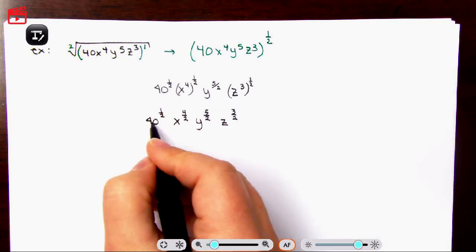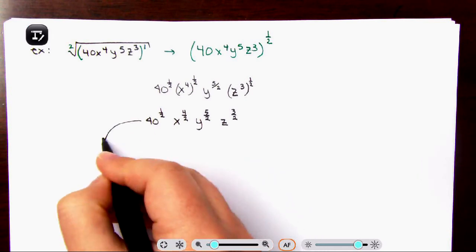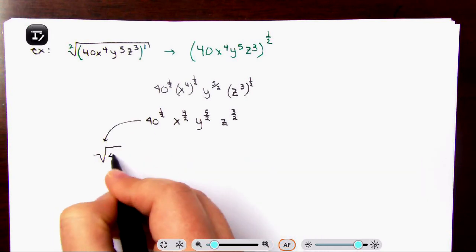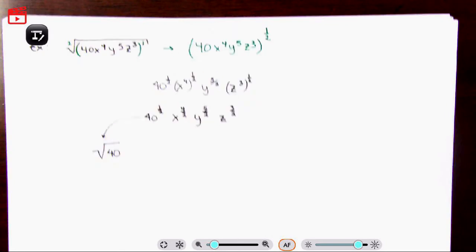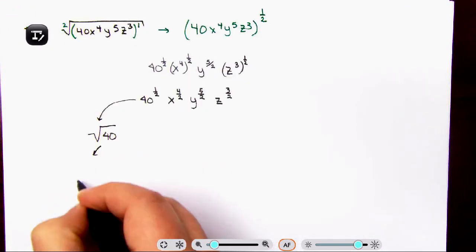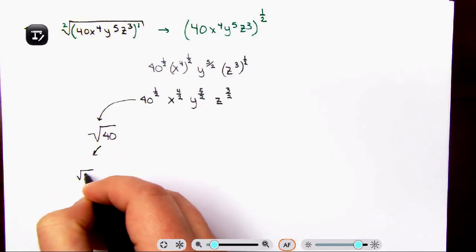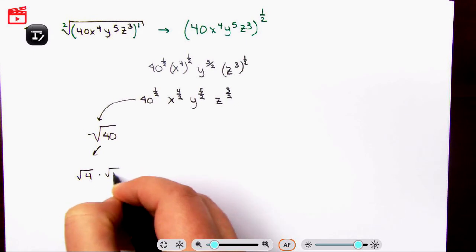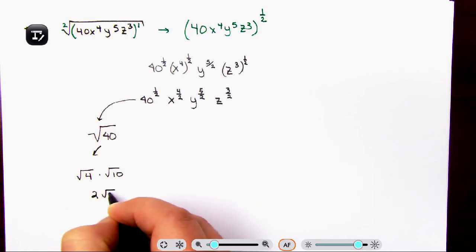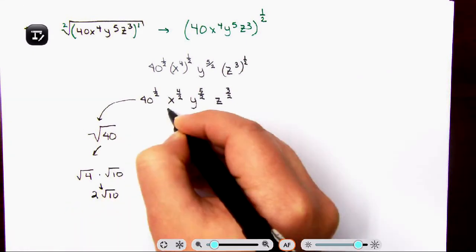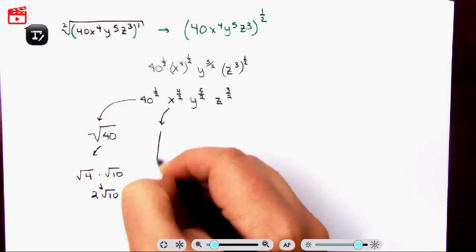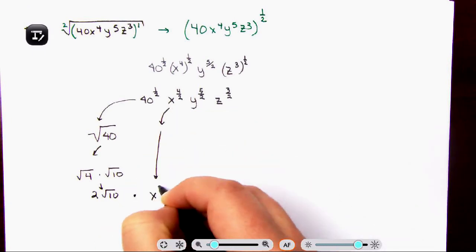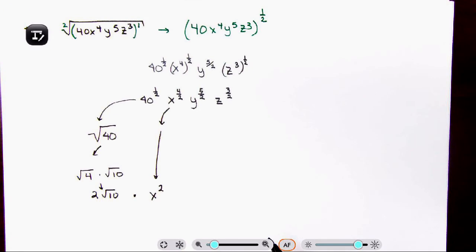Now this one here, I am going to choose to rewrite back as a square root of 40 because in my head, it makes a little bit more sense. So I have the square root of 4 times the square root of 10, which I have 2 root 10 here. This one here is just simply x squared because 4 divided by 2 is x squared. This one here is a little bit different, and then z is going to be a little bit different.